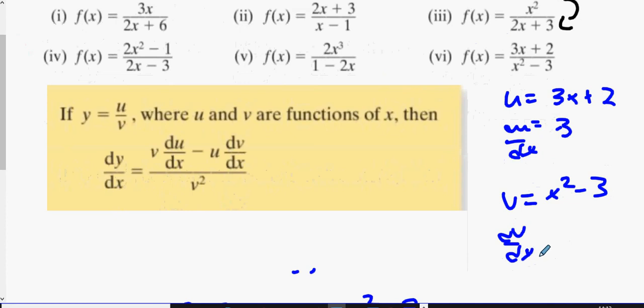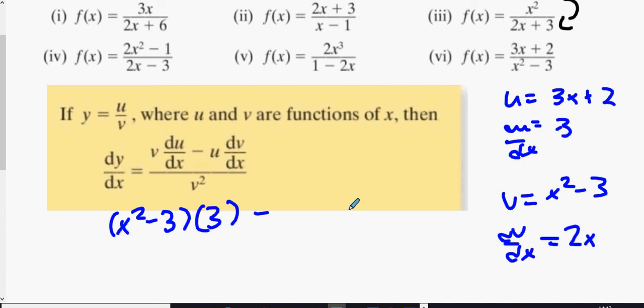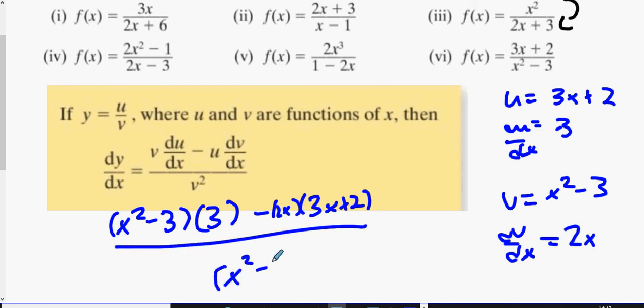Now, we're going to use our quotient rule formula to our left. We're going to start off with v. v is x squared minus 3. du dx is 3. Minus u times the dv dx. So it's 3x plus 2. And we're going to multiply that by the dv dx, which is just simply 2x. But that 2x, as I said earlier, I generally like to put in front. And I'll do the same thing here. All over v squared, which is x squared minus 3 squared.